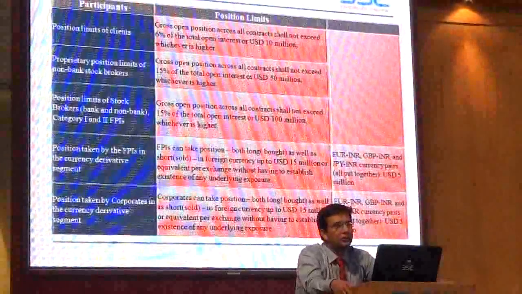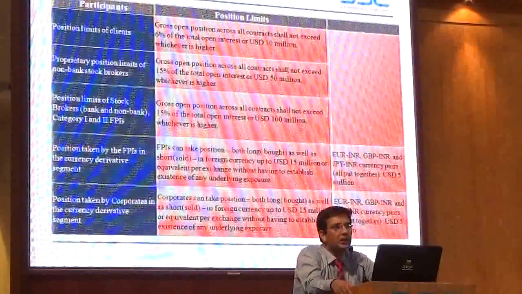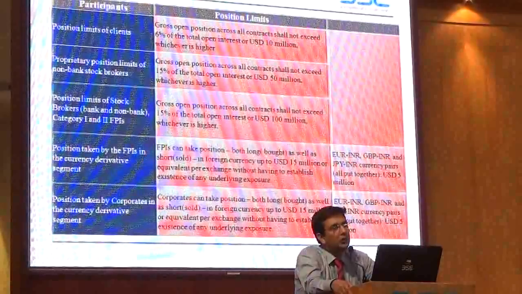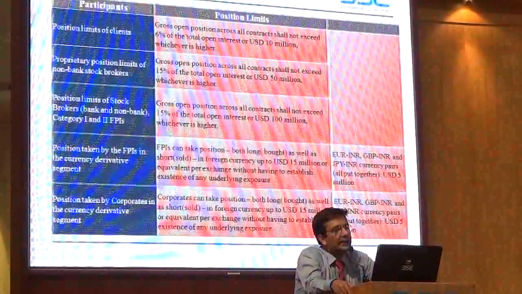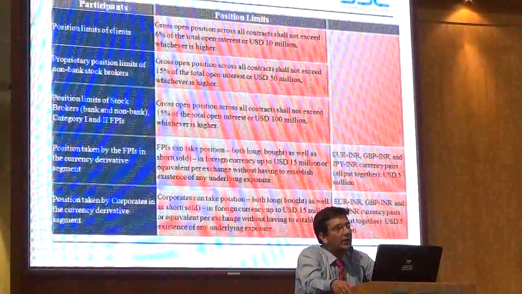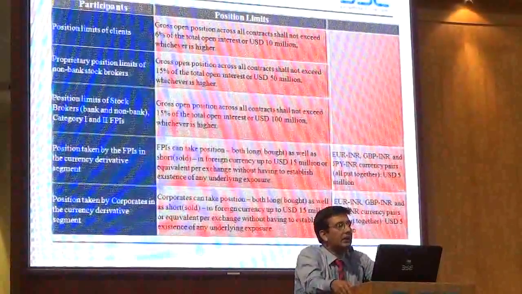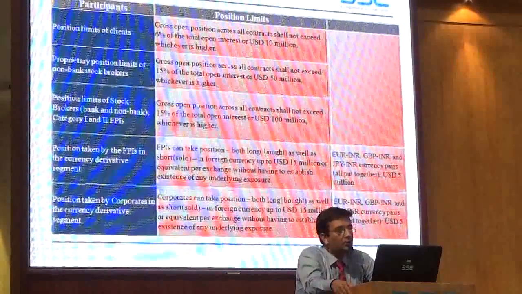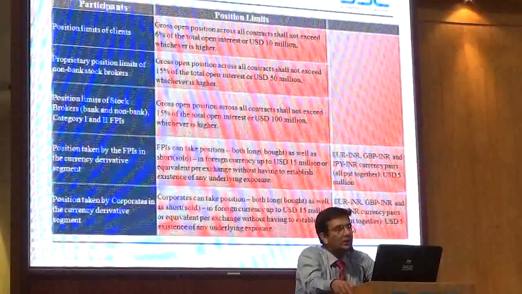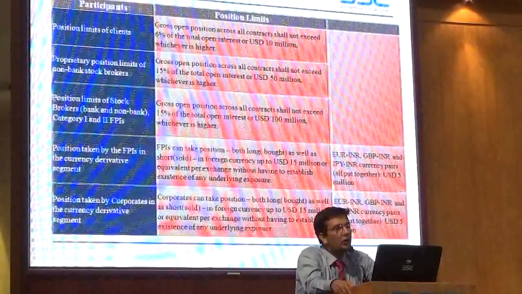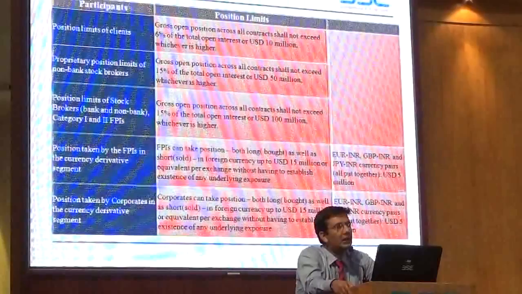If I talk about the position limit, how much position a client or a corporate or a broker can take. On the client side, 6% or 10 million, whichever is higher, a retail client can take. On the proprietary side, a member can take 15% or 50 million, whichever is higher.